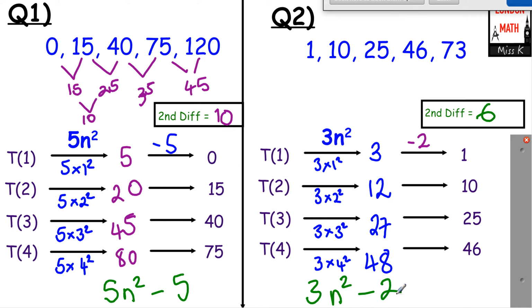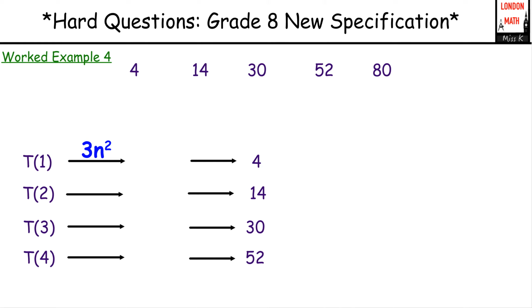Okay, now we'll go to the next slide, which is some even harder questions. Okay, so now this one's a little bit more complicated to follow, so please pay attention. We've got sequence 4, 14, 30, 52, and 80. Let's just quickly verify. If we have our number in front of the n squared to be 3, that implies our second difference is 6. So let's just verify that.